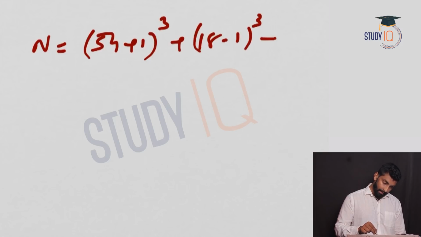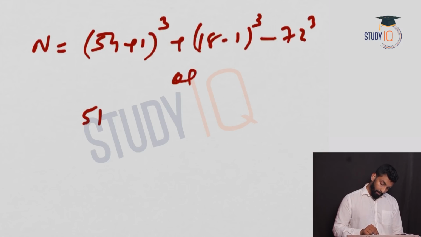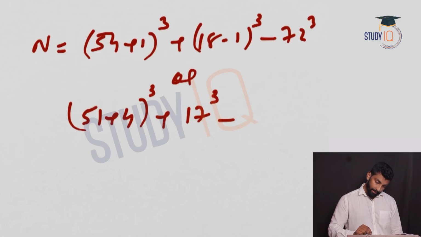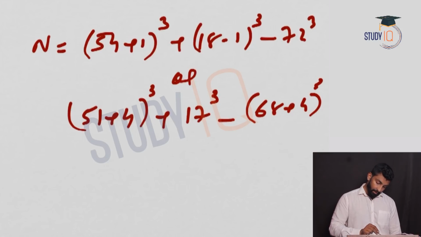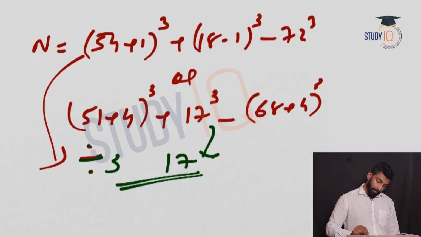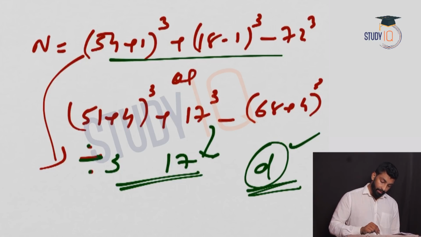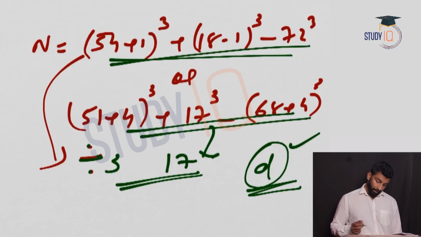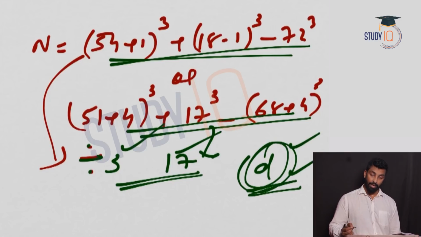Now what is the next question? Here you can write n as (54 plus 1) cube plus (18 minus 1) cube minus 72 cube, or (51 plus 4) cube plus (17 minus 4) cube minus (68 plus 4) cube, right? Now if you see, the first form is divisible by 3 and the second form is divisible by 17. So it is divisible by 3 and 17. You will mark D as your answer.